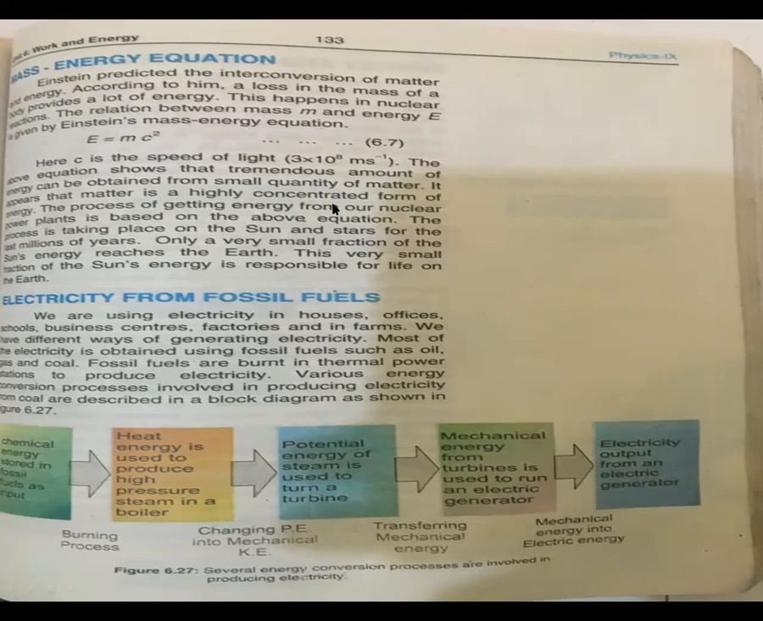The process of getting energy from our nuclear power plant is based on the above equation. So getting energy from the nuclear power plant is based on this equation, E is equal to mc square. E is equal to mc square is a very important equation of Einstein, which is called the mass energy equation. And the energy obtained from a nuclear power plant is based on this equation, E is equal to mc square.